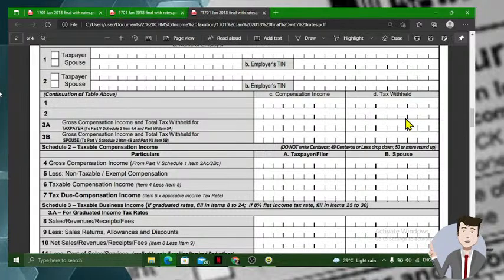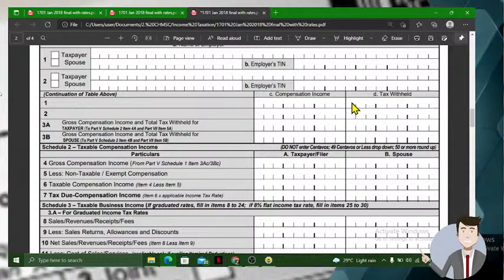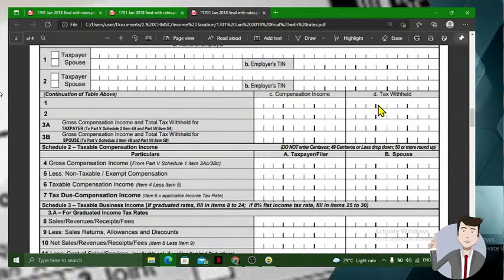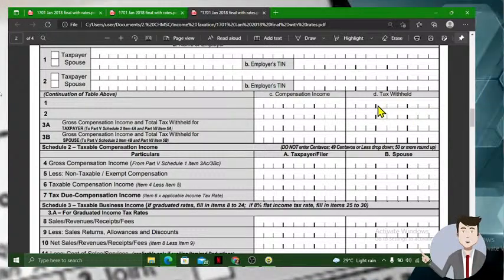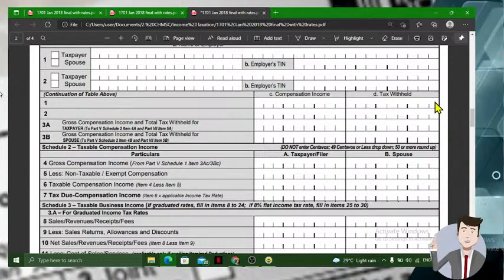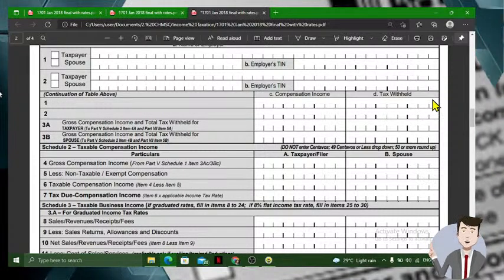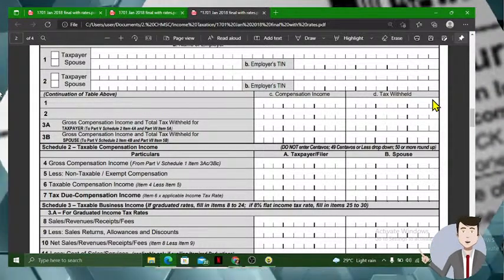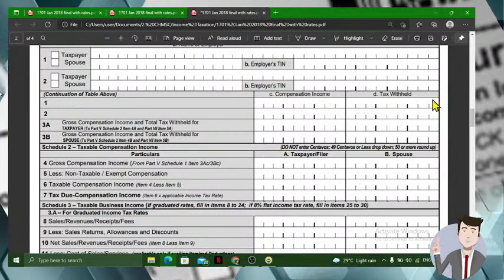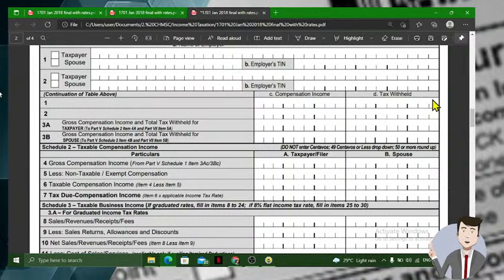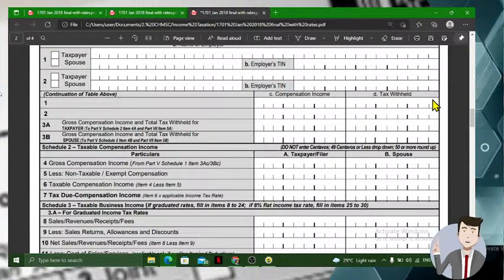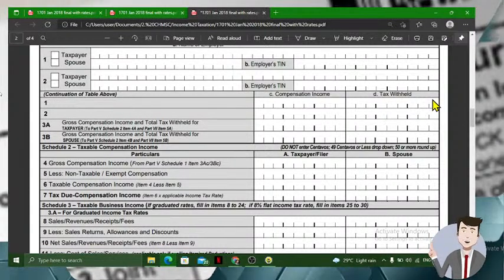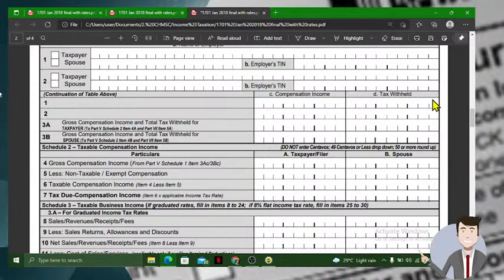Okay, so take note, guys. The spaces provided for each row is good for 9 digits. So you have to exclude the decimal point. Okay? The rule of the BIR for decimals is that 50 centavos and above should be rounded up into 1 peso, and 49 centavos and below will be dropped from the filing or from the computation.